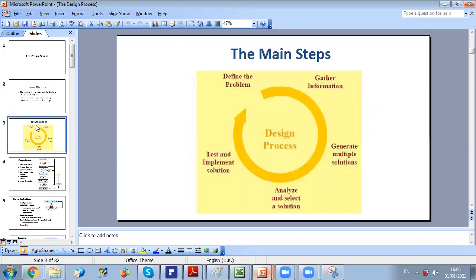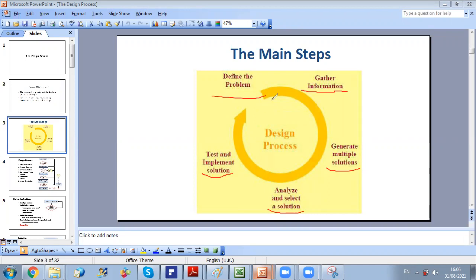Now, what are the main steps of design? If we want to summarize in brief, we have these 5 steps. We should define first the problem. We should gather information, then generate multiple solutions, then analyze and select a solution, and finally test and implement solutions. Now I will go through each part in detail.